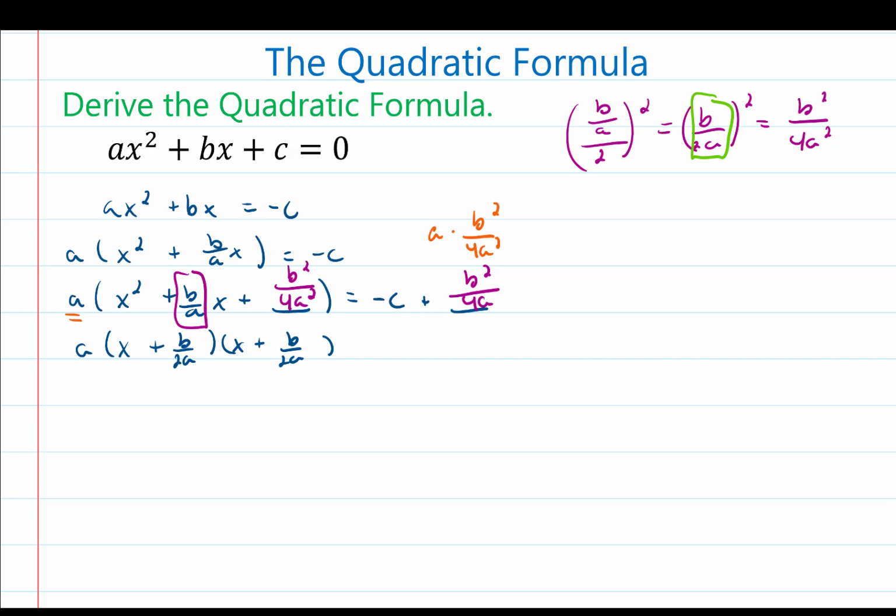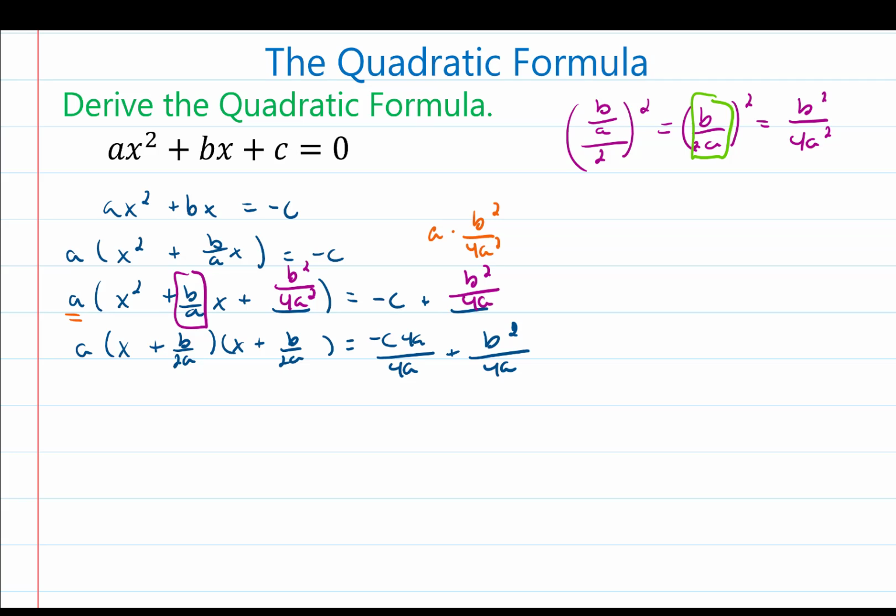Now on the right side, I would like to combine like terms to get one fraction. To do that, I'm going to have to find a common denominator. The common denominator will be 4a, so I'll have negative c times 4a all over 4a plus b squared over 4a. Next up, I will combine that to one fraction.